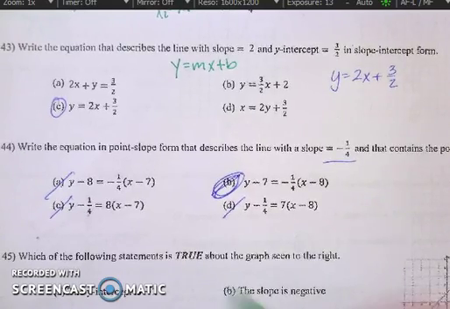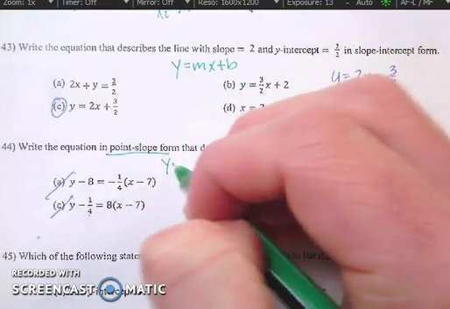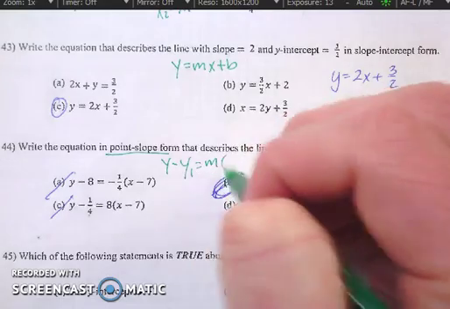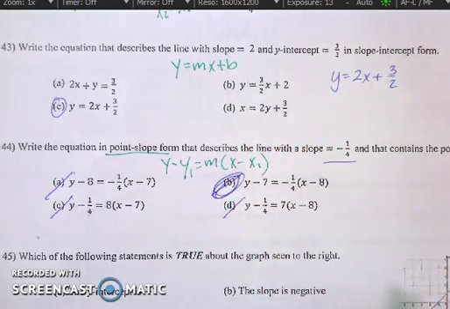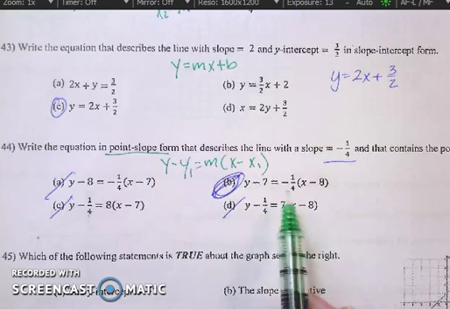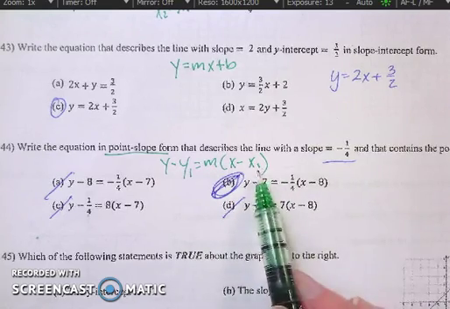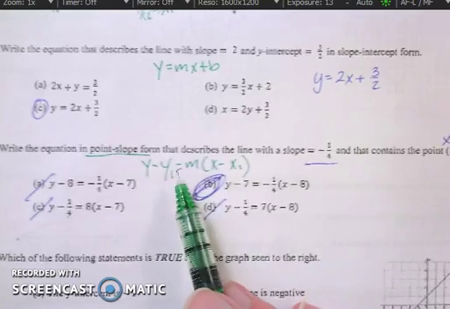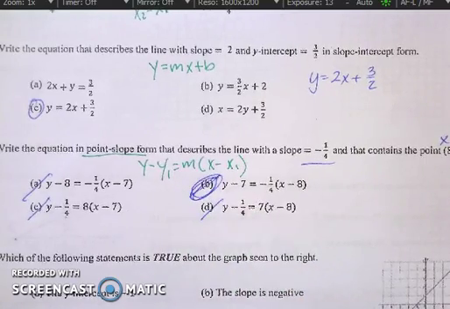Very similar on 44. We're doing the same thing, but we're going to use point-slope form, which is y minus y1 equals m times x minus x1. We plug in the slope of negative 1/4, and then we plug in 8 for the x1 and 7 for the y1, which gives us the answer of B.